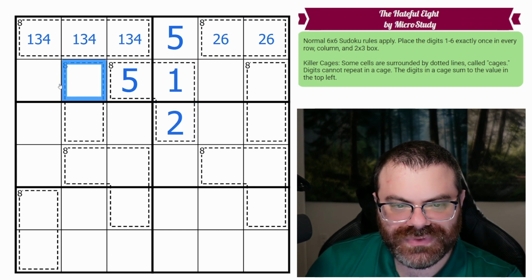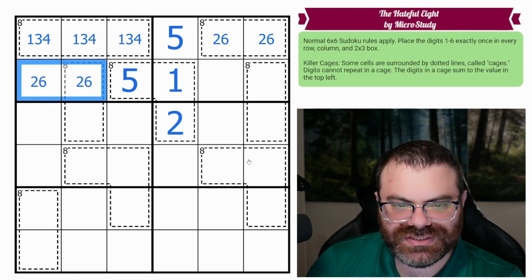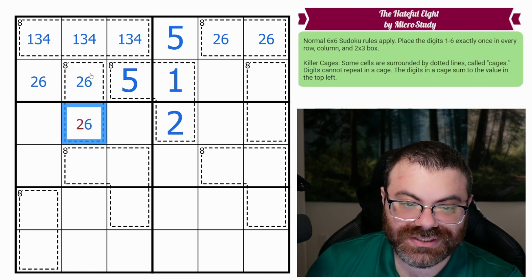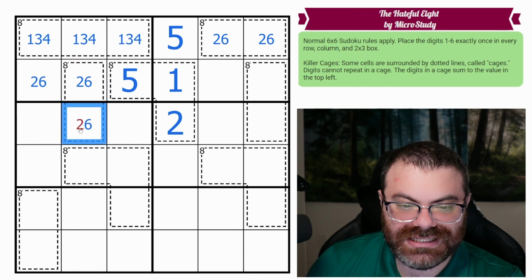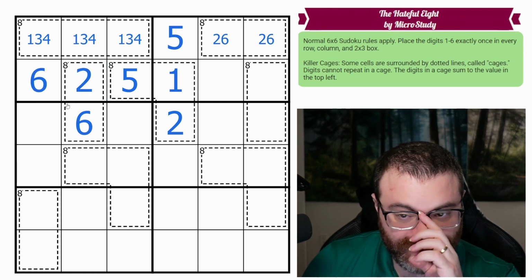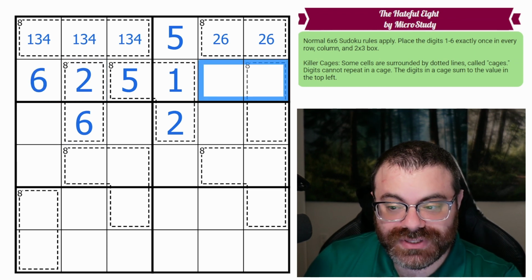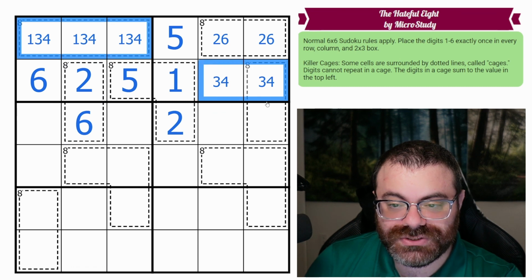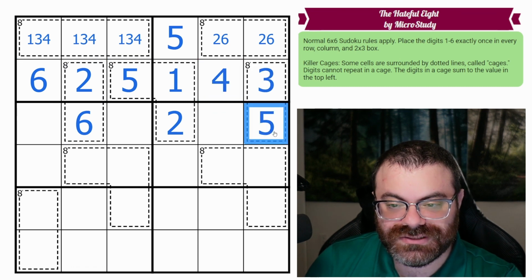Very nice. These two digits are 2 and 6, which means this is also a 2 and a 6, because we're going to need to add 8, but this can't be 2. So this is 6 and 2 and 6. Very smooth so far. This is 3 and 4. We can't put a 4 in a 2-cell 8 cage, so that's 3 and 4, and that's 5 to get to 8.